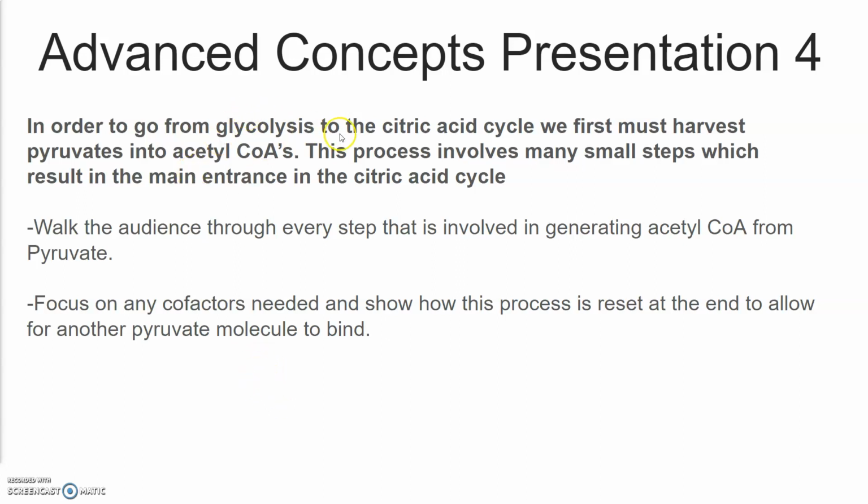In order to go from glycolysis to the citric acid cycle, we must first harvest pyruvates into acetyl-CoAs. This process involves many small steps which result in the main entrance into the citric acid cycle. We are to walk the audience through every step involved in generating acetyl-CoA from pyruvate, and we are supposed to focus on any cofactors needed, and show how this process is reset at the end to allow for another pyruvate molecule to bind.